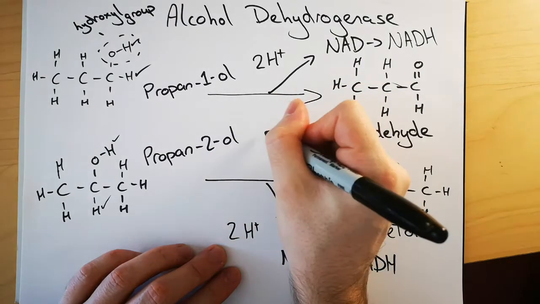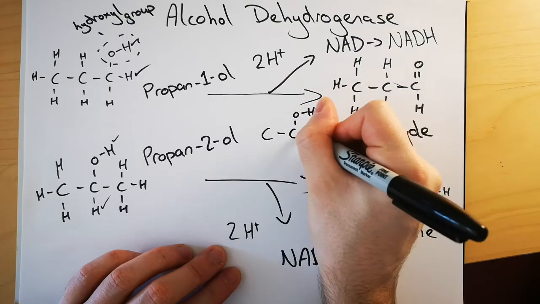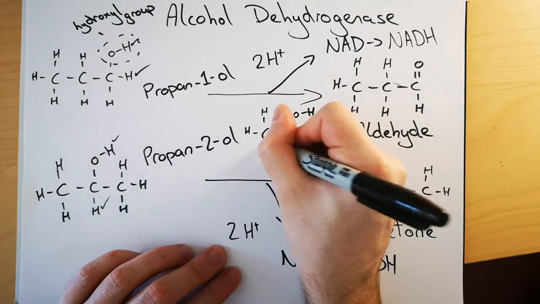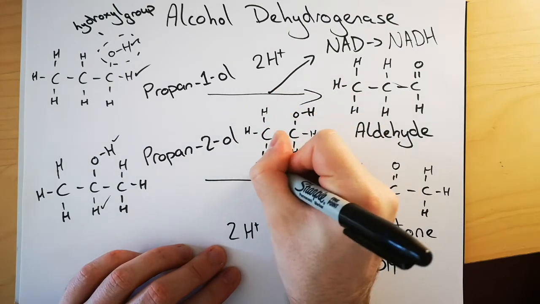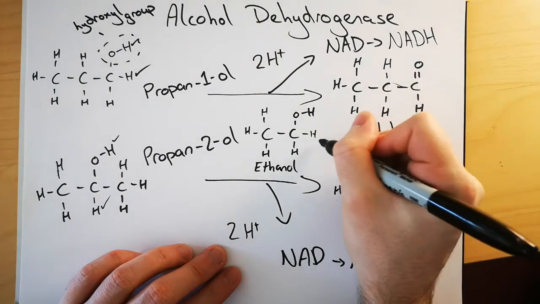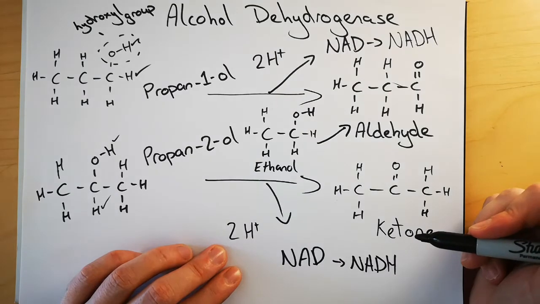It's usually not going to be propan that we're going to be talking about. It's actually probably just going to be ethanol. So ethanol is the type of alcohol made in fermentation. And ethanol can only ever be converted into an aldehyde. It can't be converted into a ketone.